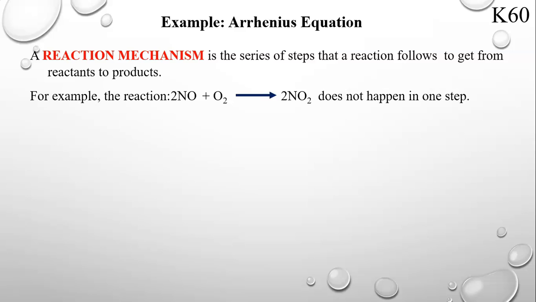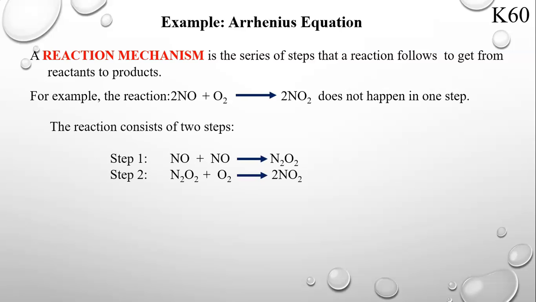For example, the reaction 2NO plus O2 gives you 2NO2. You can see that's a balanced reaction. It's a pretty simple reaction. Okay, so that does not happen in one step. The reaction consists of two steps. In the first step, you have NO and NO molecules smashing together and producing N2O2. Then in the second step, the N2O2 combines with the oxygen and that produces 2NO2. So those are the two steps. It doesn't just happen magically in one step. It takes two steps for that to happen.